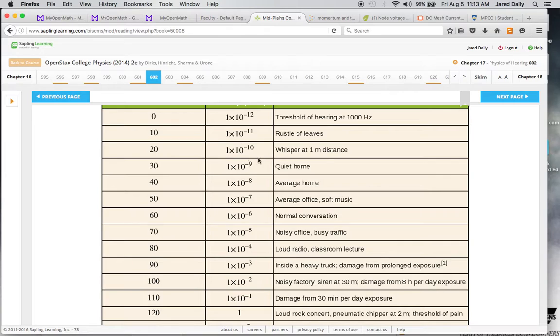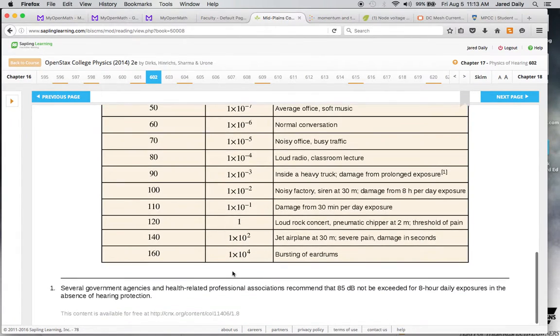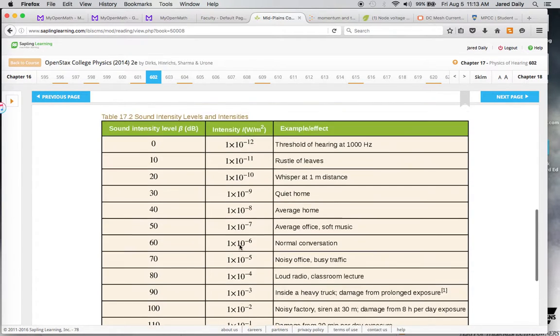It's 1 times 10 to the minus 10. And you can see that we can hear things all the way up to things that are 1 times 10 to the 4, or 10,000 watts per meter squared, which is where our eardrums essentially will break and rip. But we have this huge range that we can hear in.